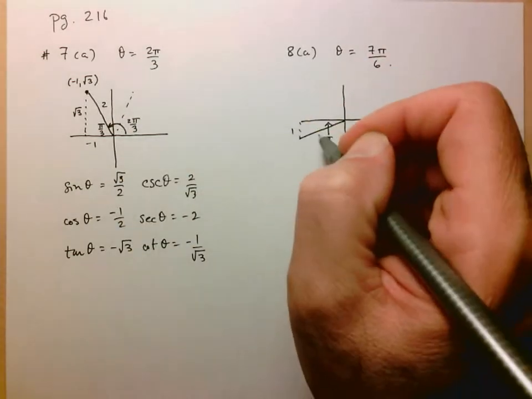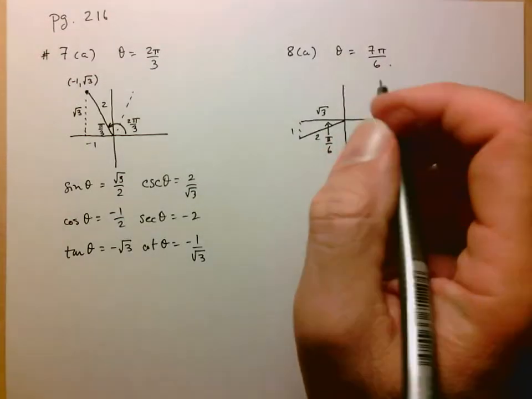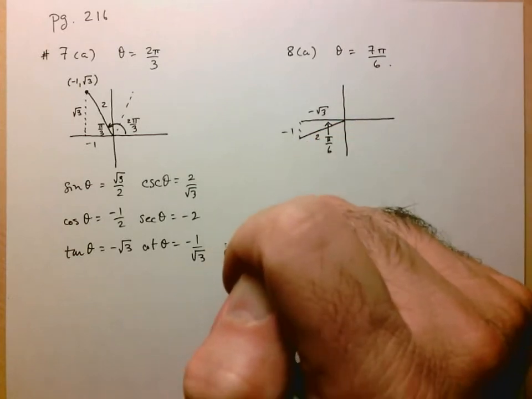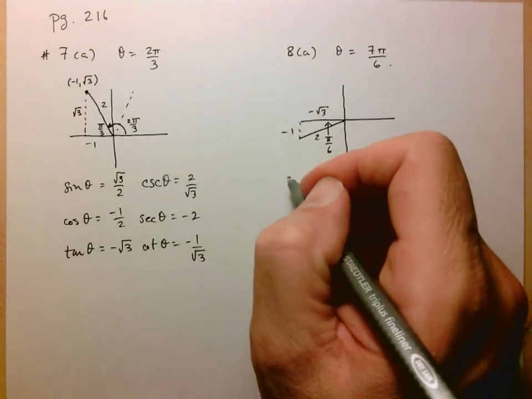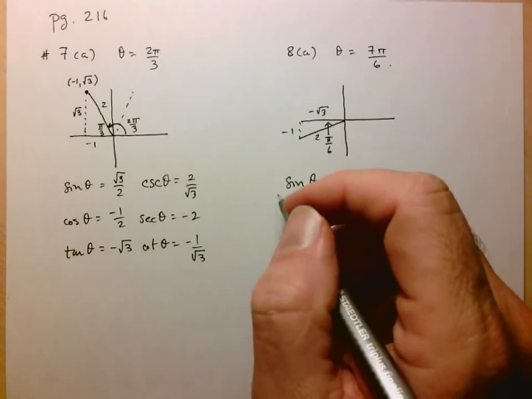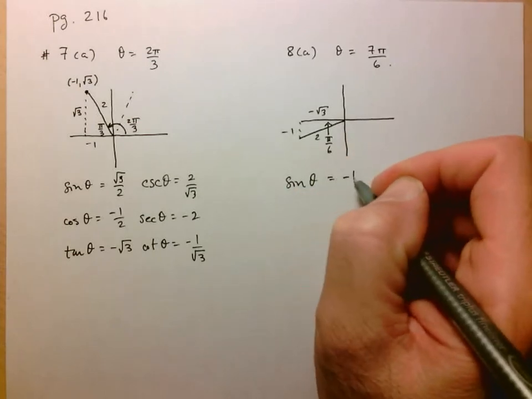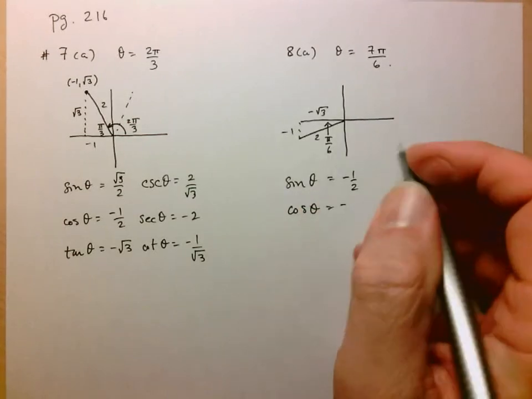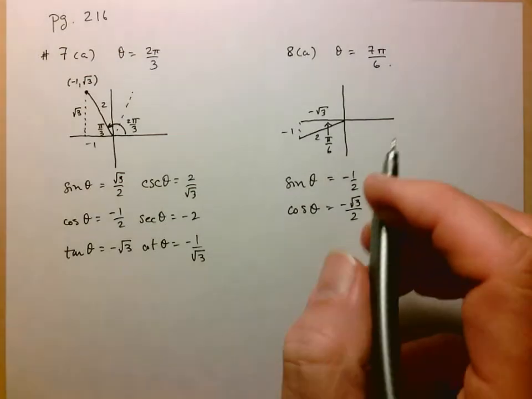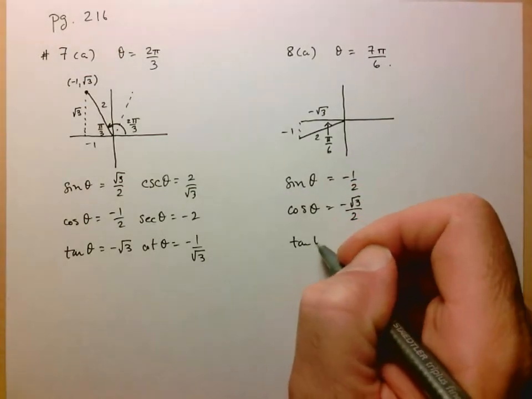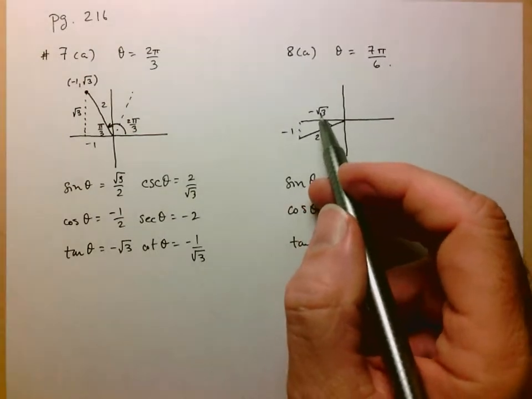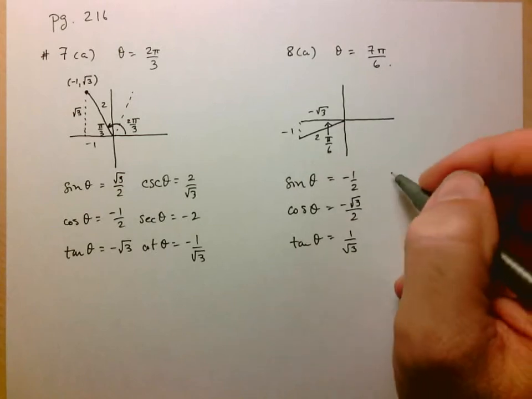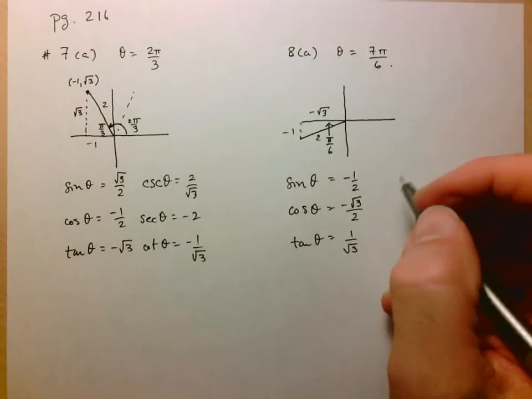So this will be 1, 2, root 3. Again, here the x value is negative and the y value is also negative. Then from here, I can just read off my answers. Sine of theta here will be y over r, so -1 over 2. Cos of theta will be x over r, so -root 3 over 2. Then tangent of theta will be y over x, so -1 over -root 3, so 1 over root 3. And then we have our reciprocal trig ratios.